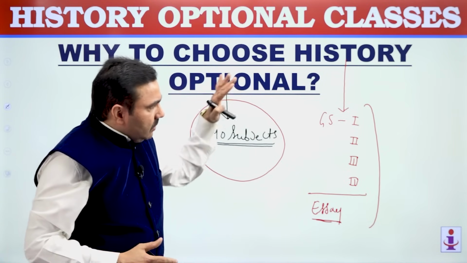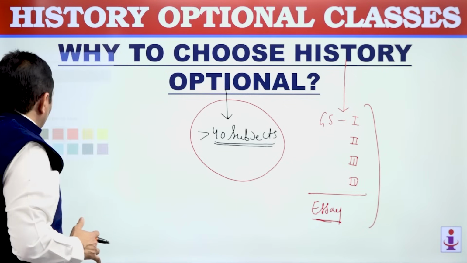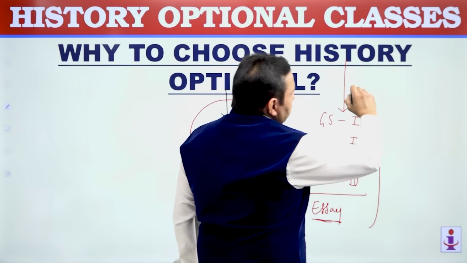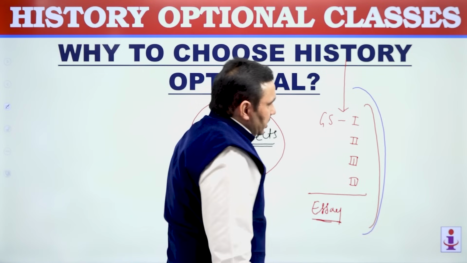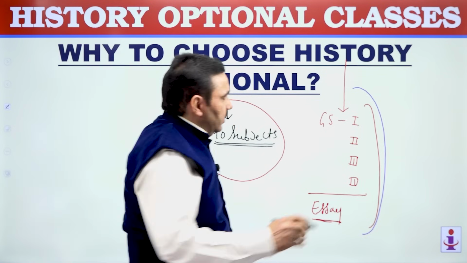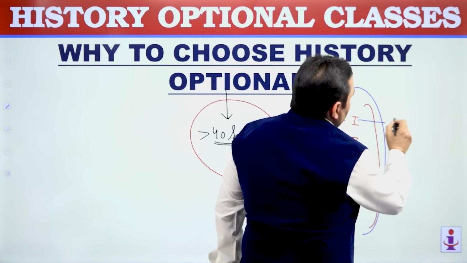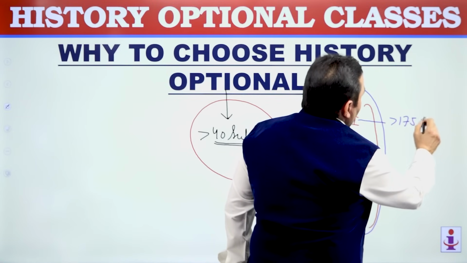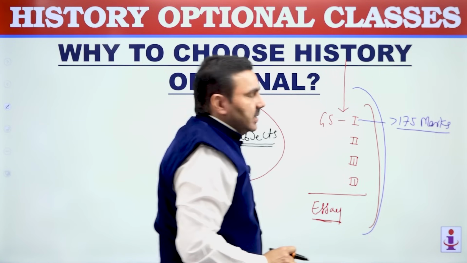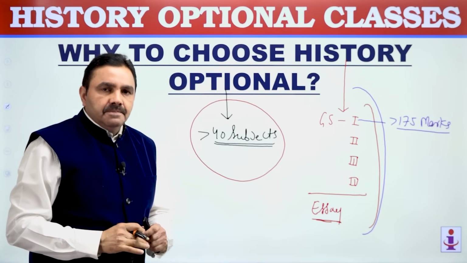So if you look at all the optional subjects which UPSC provides you in this list, history has the biggest overlapping with these GS papers and with essay paper. In paper 1, out of 250 marks, more than 175 marks are always asked from history and culture related issues. So this is more than 60%.